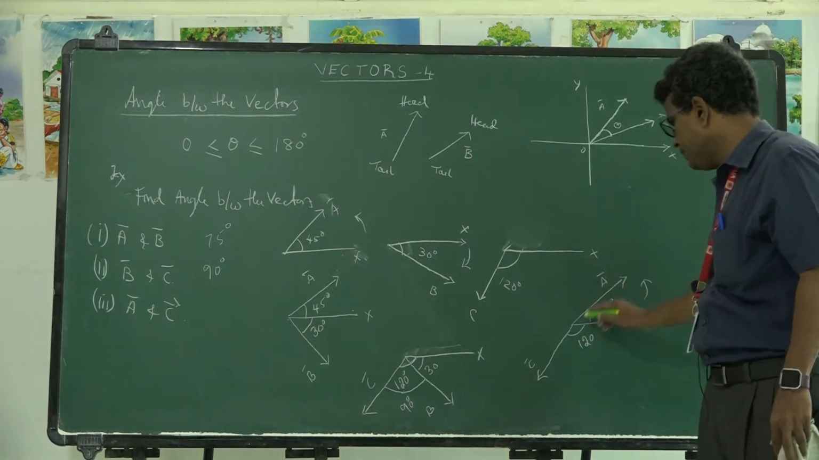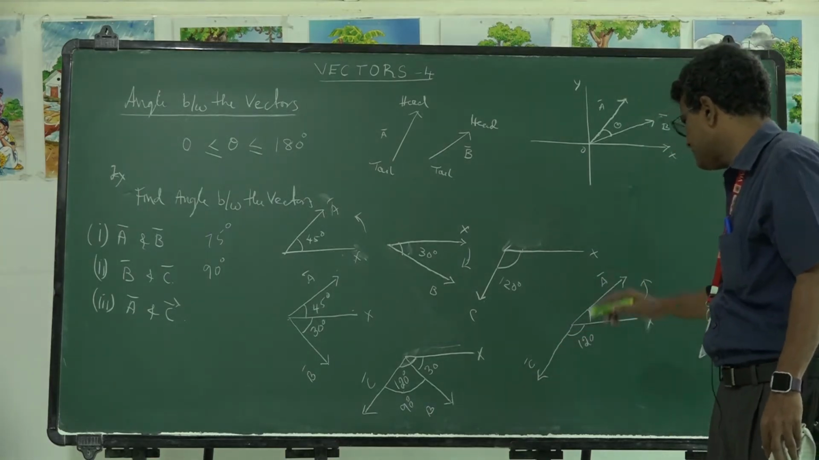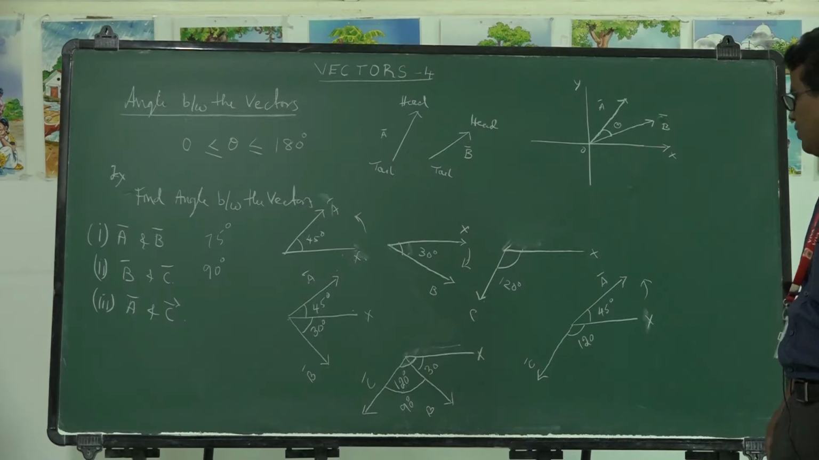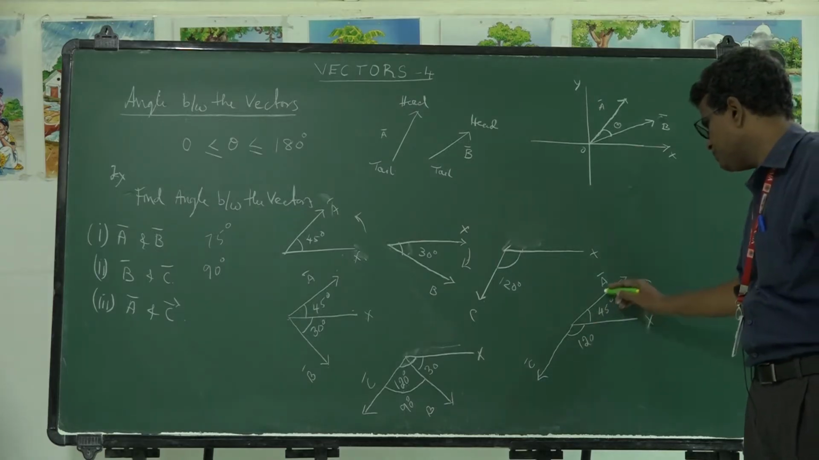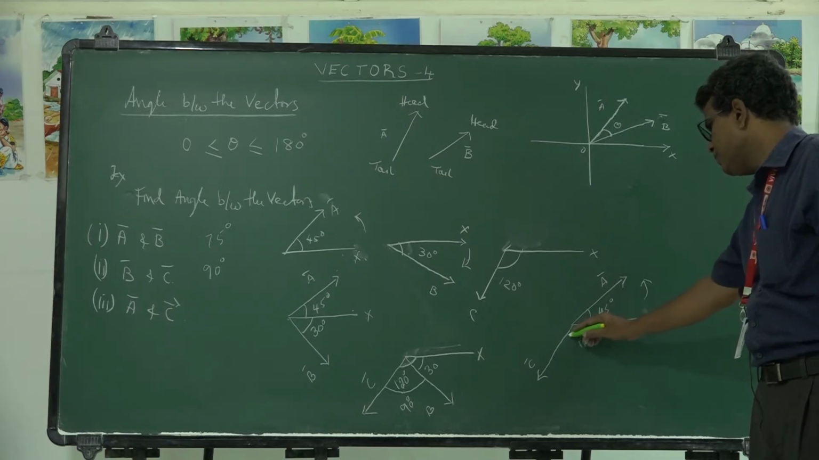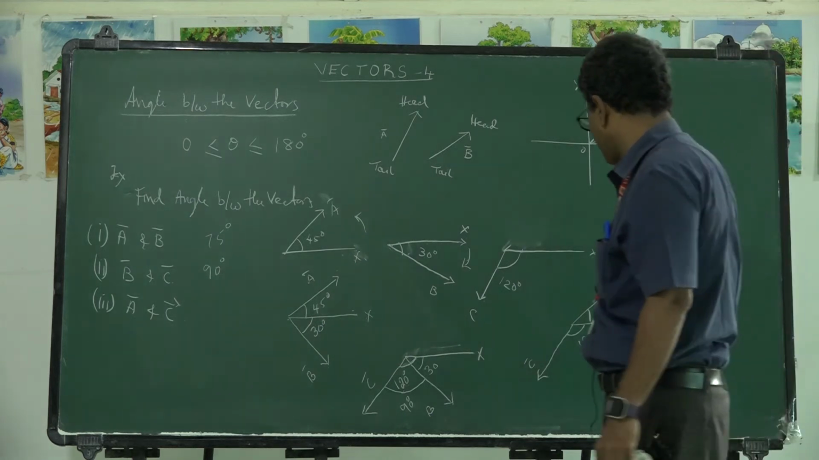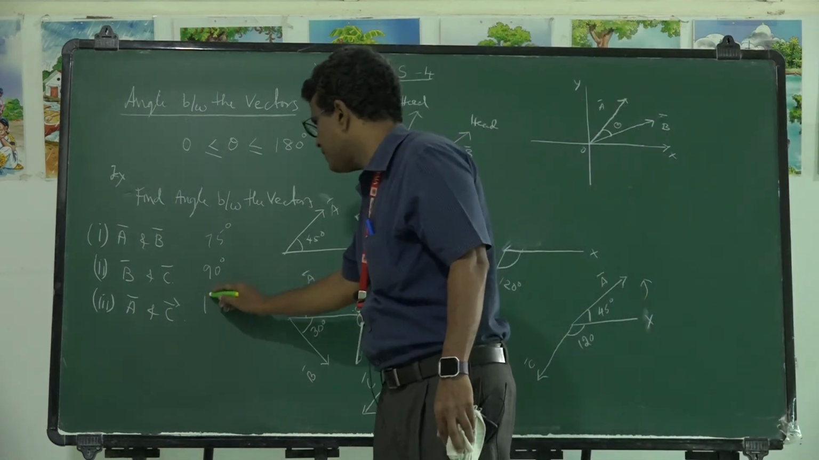So, what is the angle between A bar and C bar? 120 plus 45. How much? You have to add these two. The angle between A bar and C bar is, here to here, 120 plus 45. So that becomes 120 plus 45, it will get 165.